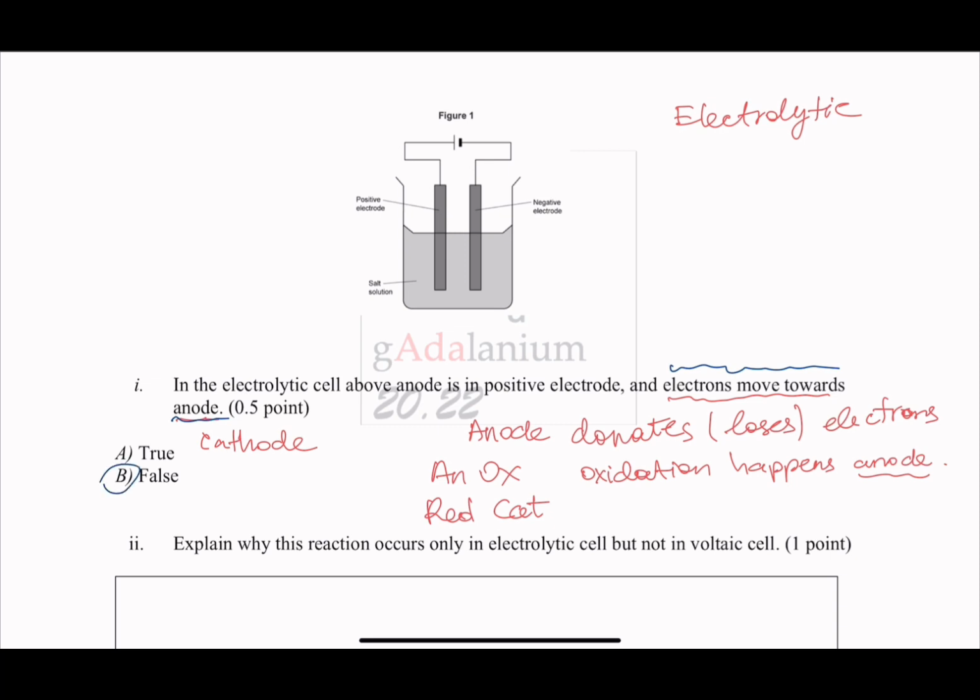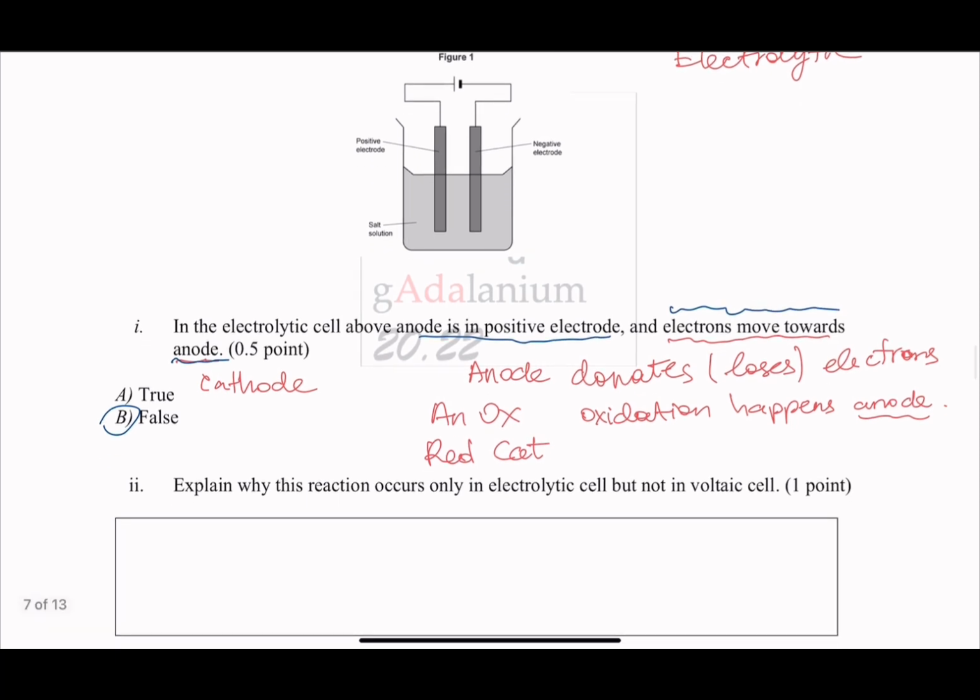But the other part, in the electrolytic cell the anode is the positive electrode, I will show you why it is correct. And the Red Cat, we know reduction happens in the cathode, and we know that the cathode is gaining electrons, the anode is losing electrons.